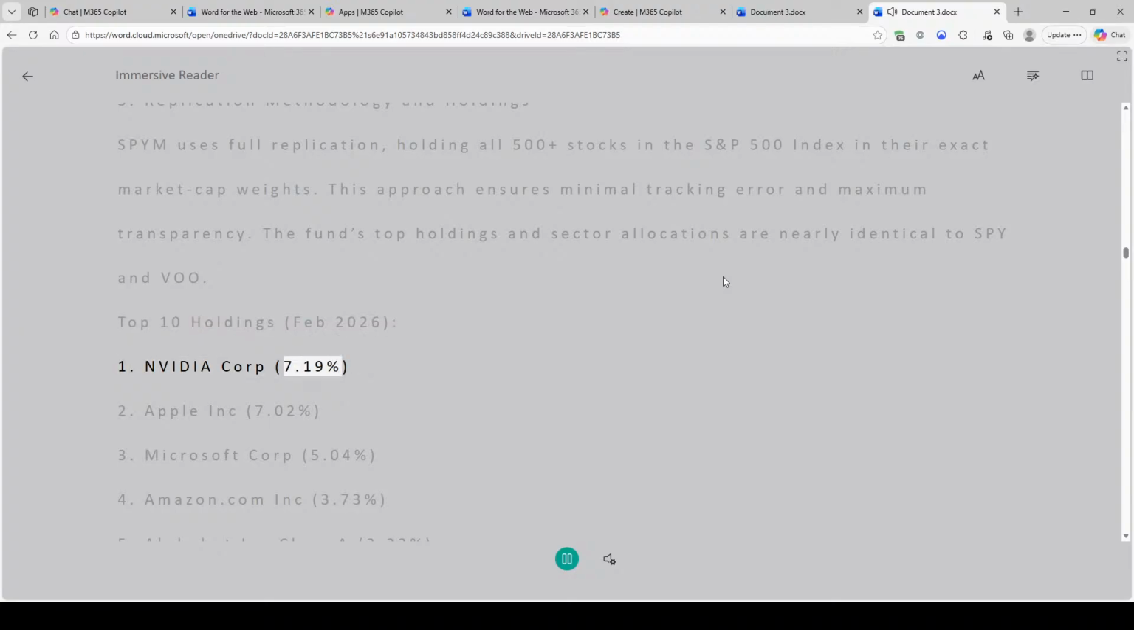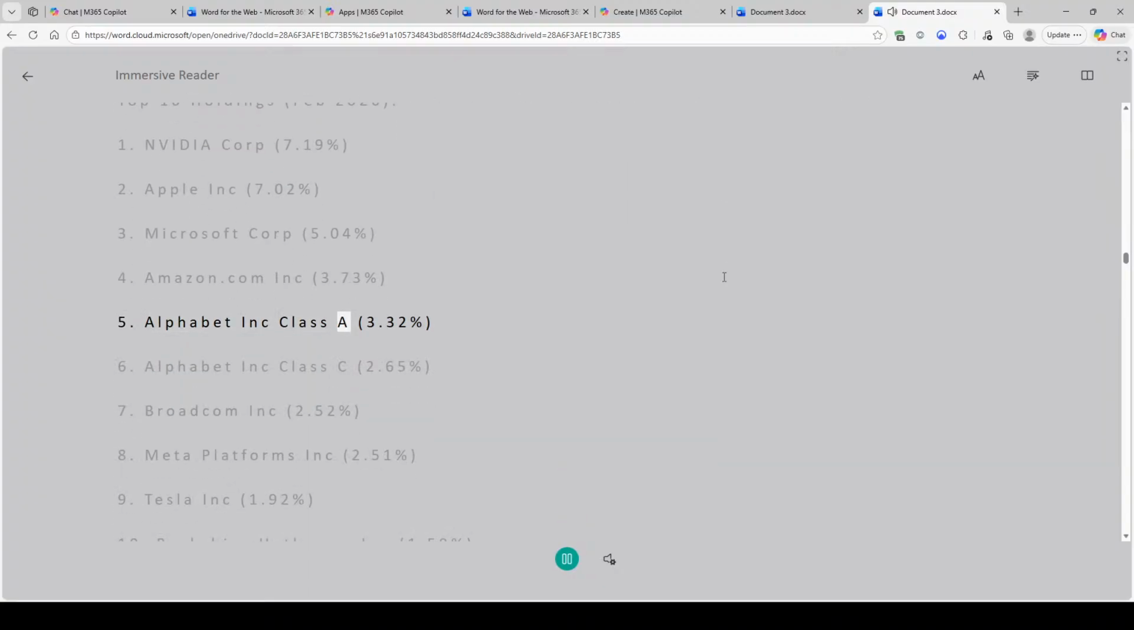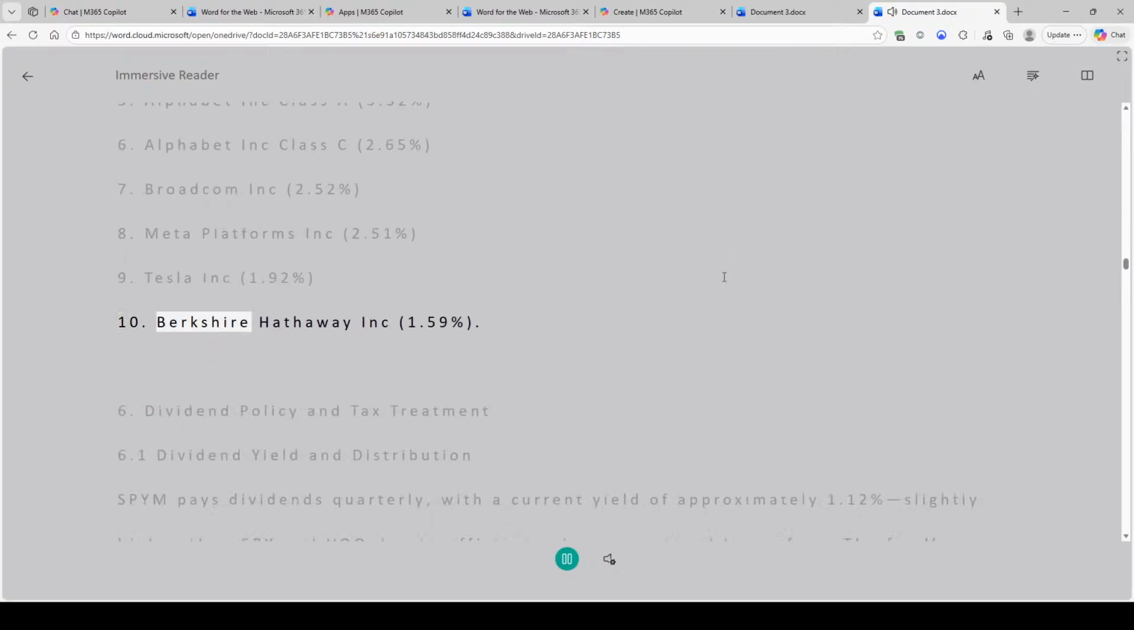1. Nvidia Corp., 7.19%. 2. Apple Inc., 7.02%. 3. Microsoft Corp., 5.04%. 4. Amazon.com Inc., 3.73%. 5. Alphabet Inc. Class A, 3.32%. 6. Alphabet Inc. Class C, 2.65%. 7. Broadcom Inc., 2.52%. 8. Meta Platforms Inc., 2.51%. 9. Tesla Inc., 1.92%. 10. Berkshire Hathaway Inc., 1.59%.